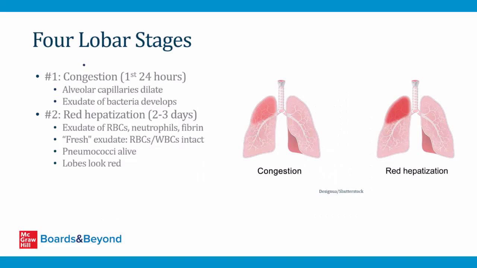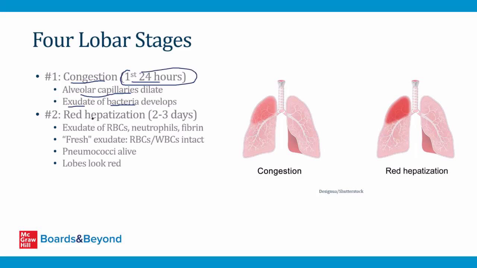Lobar pneumonia progresses through four pathologic stages, so let's talk about those now. So the first stage is called congestion. This is what happens in the first 24 hours following infection. During this stage, the alveolar capillaries are dilating, and if you could look down inside an individual alveolus, what you would see is an exudate that's mostly of bacteria that are multiplying. This is the very early stage of a lobar pneumonia infection.